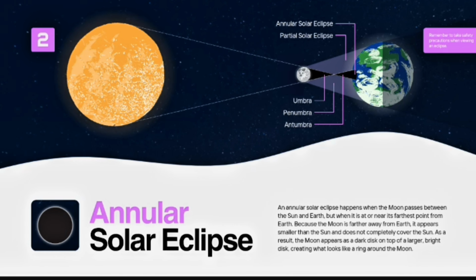So next up is the annular solar eclipse. An annular solar eclipse happens when the moon passes between the sun and the earth, but when it is at or near its farthest point from earth. Because the moon is farther away from the earth, it appears smaller than the sun and does not completely cover the sun.